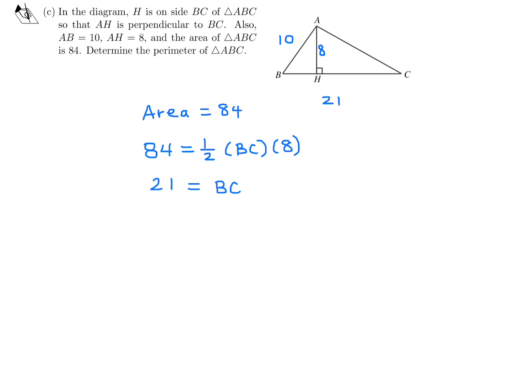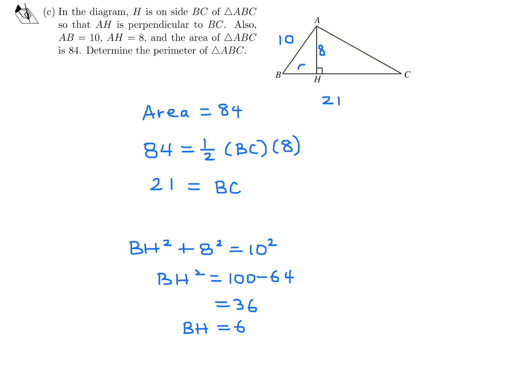Okay, so now I can use Pythagoras to figure out what is BH. So BH squared plus 8 squared is equal to 10 squared. So BH squared is equal to 100 minus 64, which is 36. And therefore BH is equal to 6. So let's put that here. This is 6. Now this is 21, this whole distance. So that means HC will be 21 minus 6, which is of course 15.